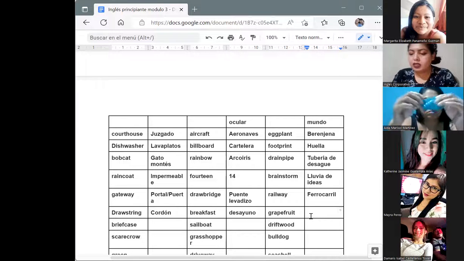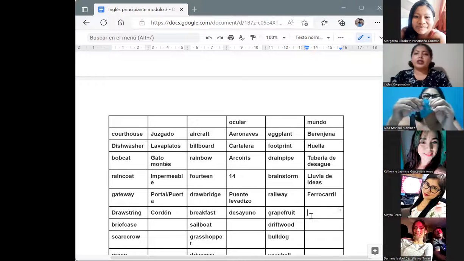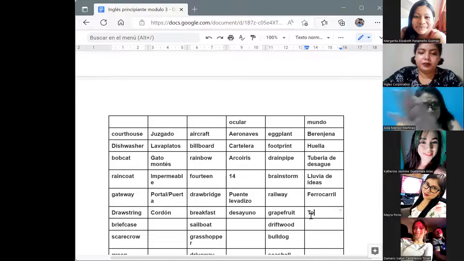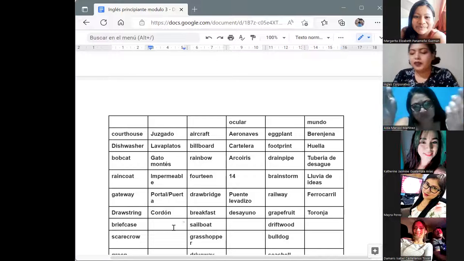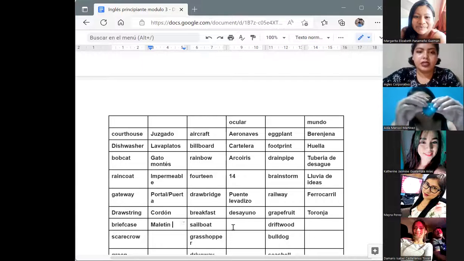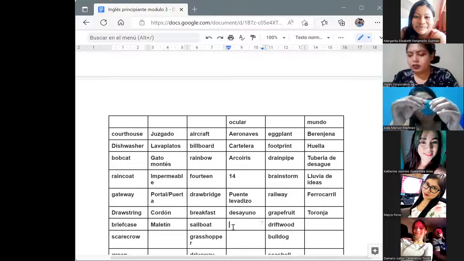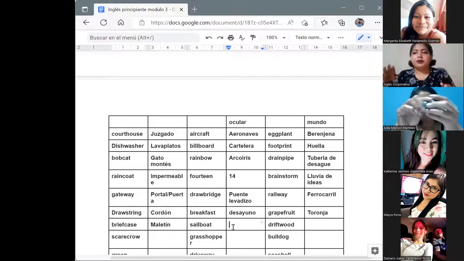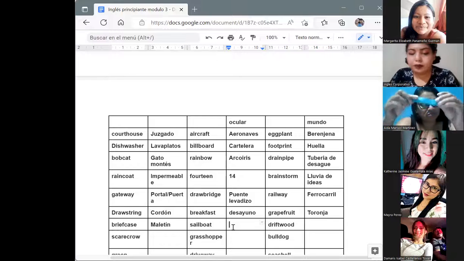Grapefruit. This is a fruit. Uva? No. It's like an orange. Ah, toronja. Yes, toronja. Briefcase. You use it. Maletín? Yes, of course, maletín. Sailboat. Velero. Es un velero.